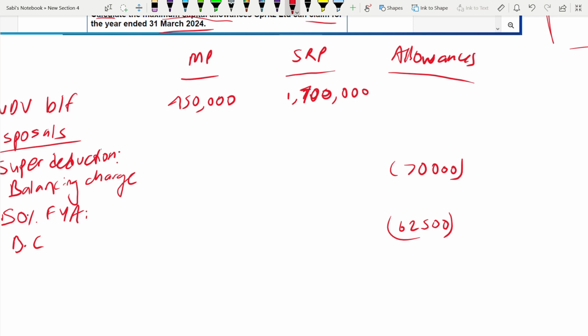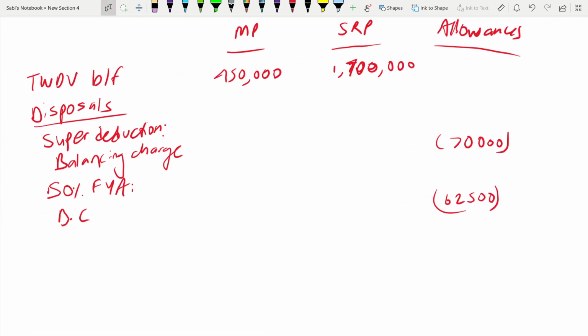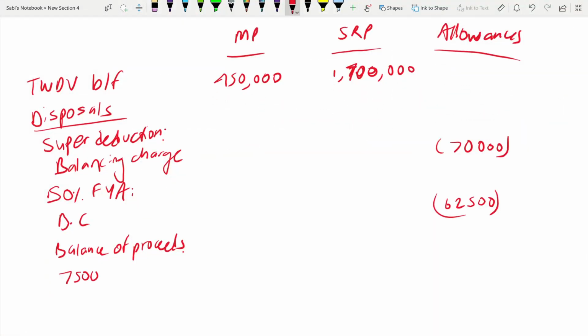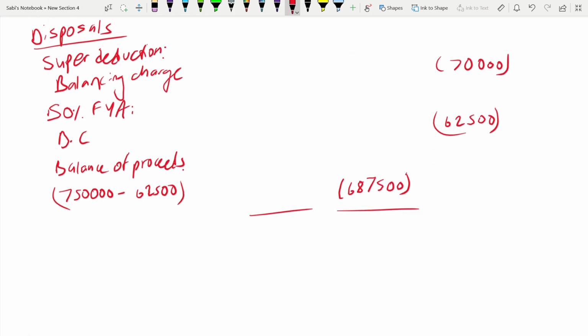Next, balance of proceed. Balance of proceed will be deducted from the special rate pool. How much? What is the proceed in the special rate pool? 750,000. So 750,000 minus 62,500. Special rate pool is the second column. So 687,500 you deduct. In the main pool you will be having 450.